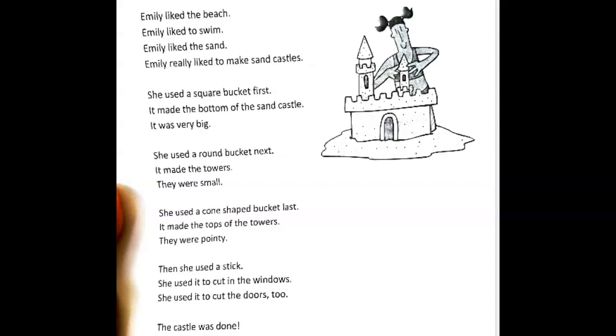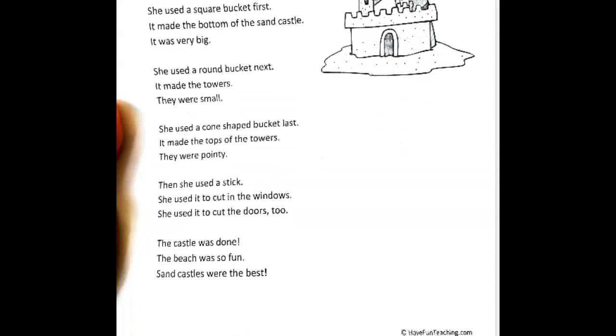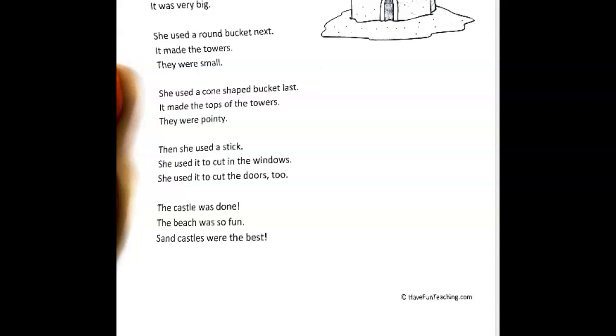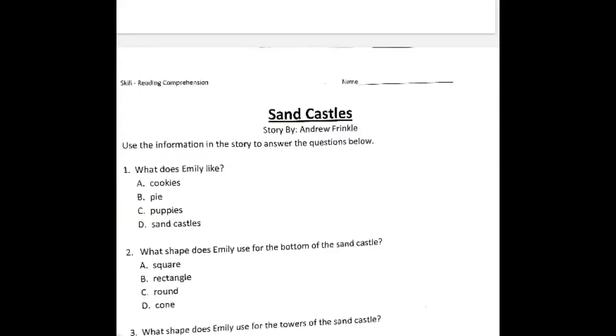She used a round bucket next. It made the towers. They were small. She used a cone-shaped bucket last. It made the tops of the towers. They were pointy. Then she used a stick. She used it to cut in the windows. She used it to cut the doors too. The castle was done. The beach was so fun. Sandcastles were the best. So now let's move on to the questions.